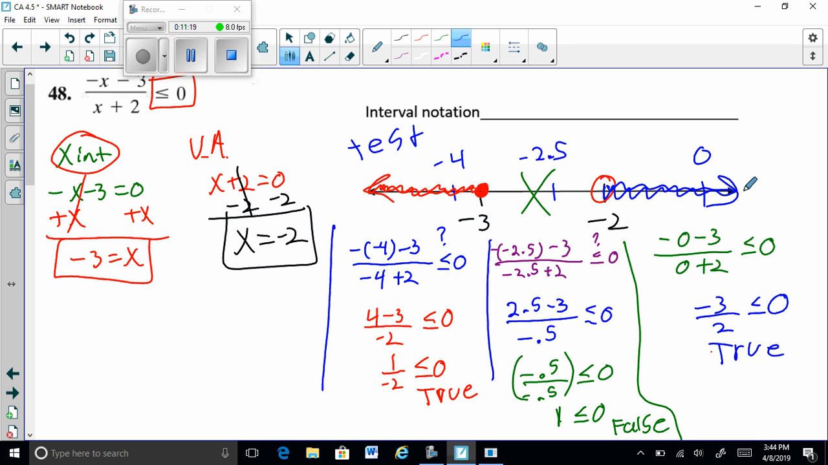And then the last thing we need to do is go ahead and write this in interval notation. So the first interval is going to be from negative infinity to negative 3, including it. Union. The other one's going to be from negative 2 to positive infinity. And there you go.